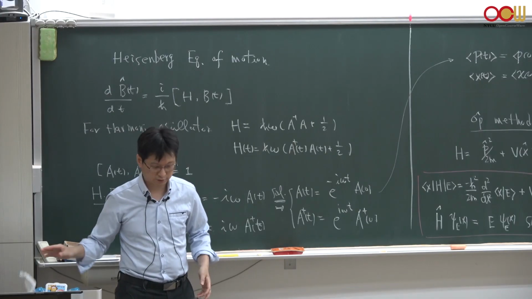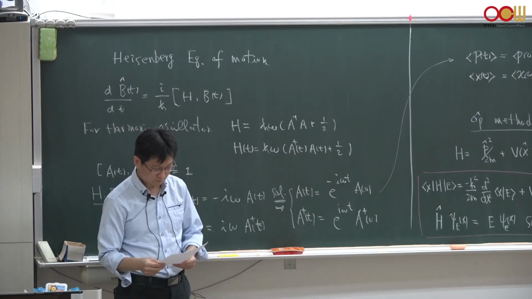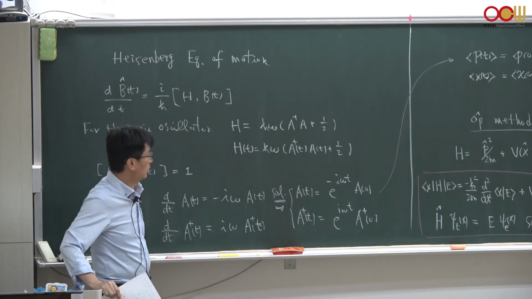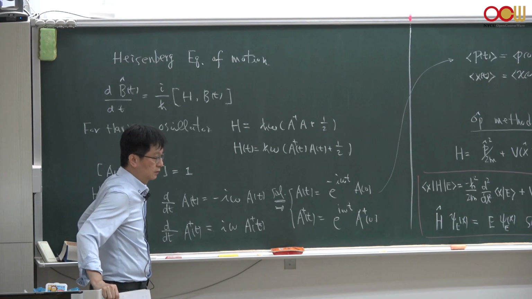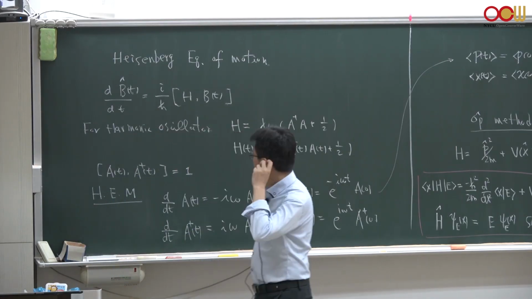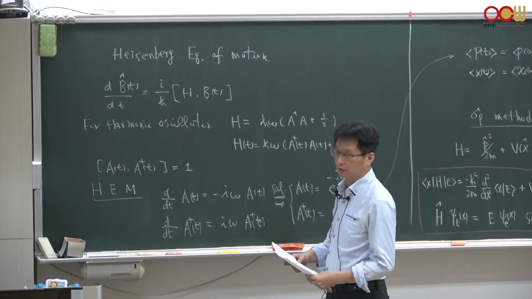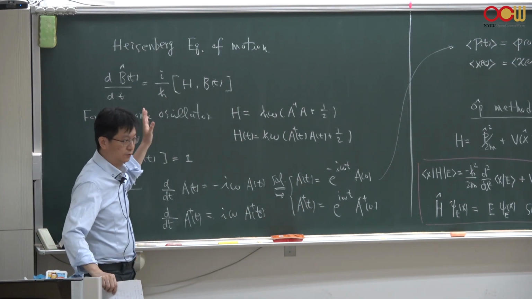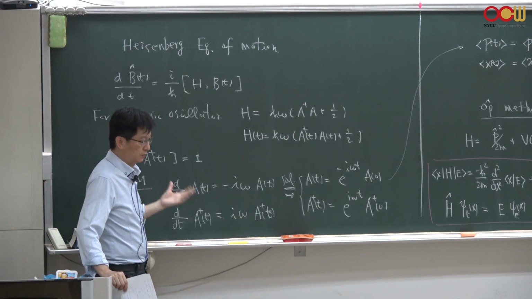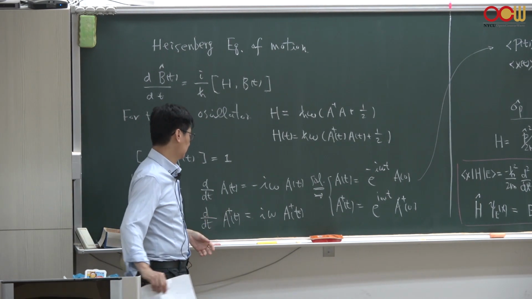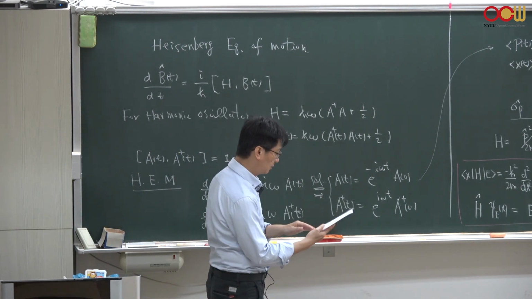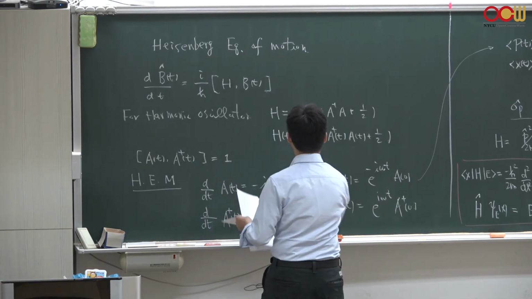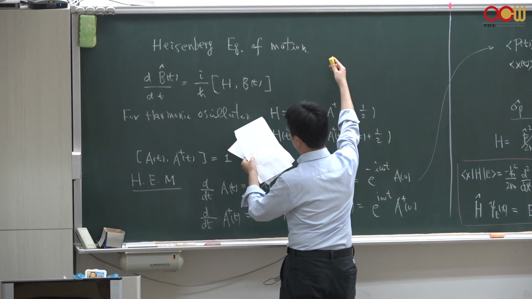Okay, so let's start. We continue the remaining part of chapter 6, which is about the Heisenberg equation of motion for the harmonic oscillator problem. Last time we defined the Heisenberg operator, meaning the operator in the Heisenberg picture. Let me just remind you of the definition of the Heisenberg operator.